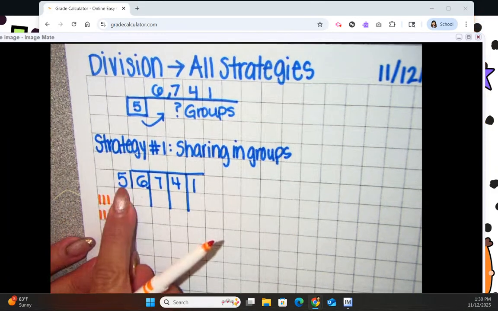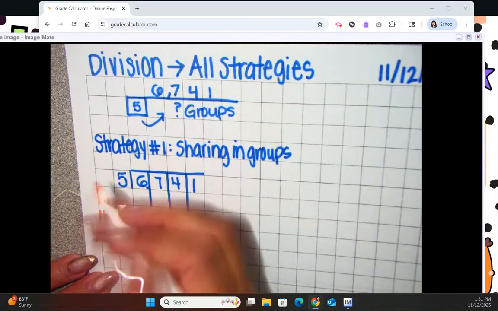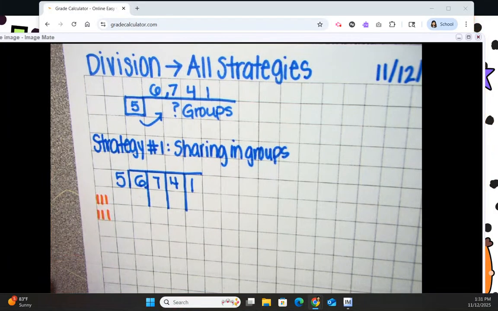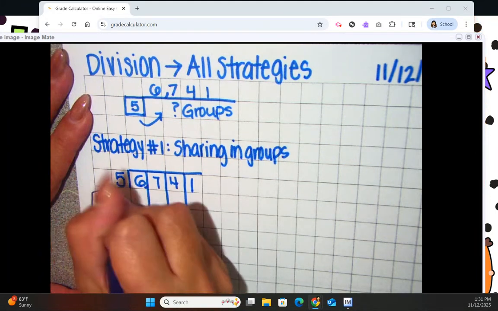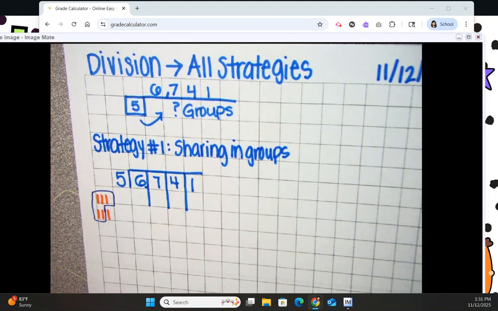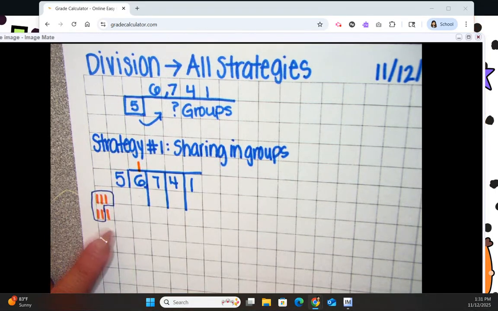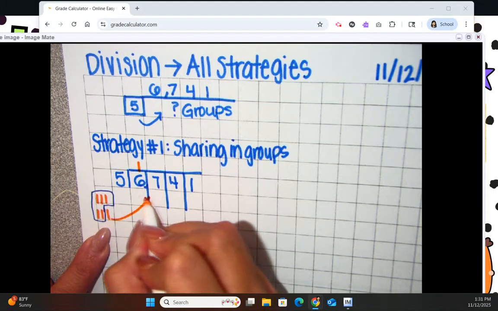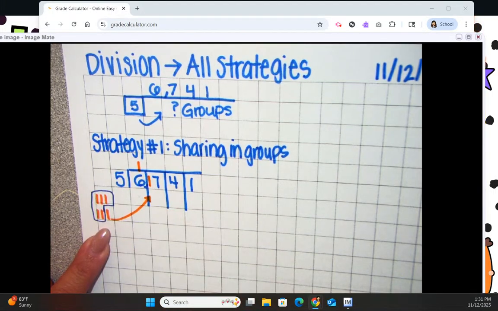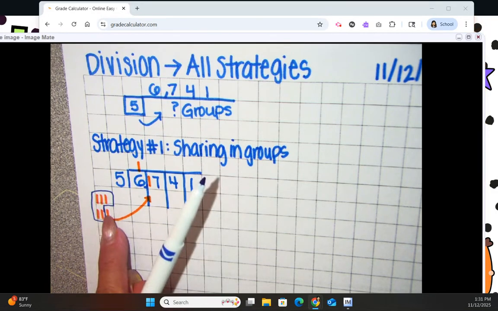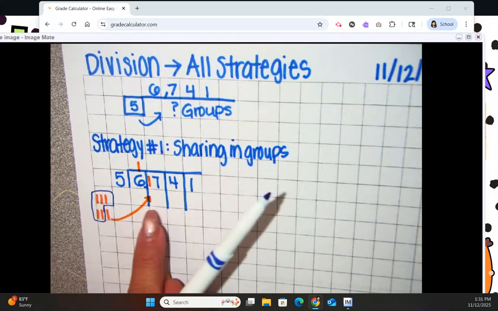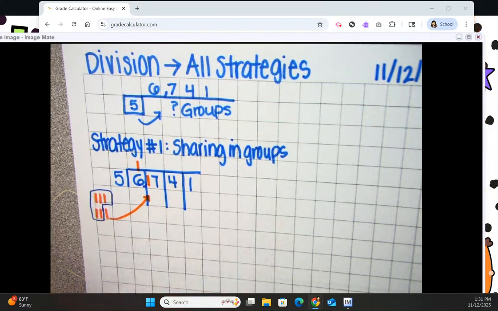Now, I know that I need to make groups of 5. So how many groups of 5 can I build? I can make 1 group of 5. And how many sticks do I have left over? 1. 1 stick is left over. So now instead of having 1,000, I have 10 hundreds.